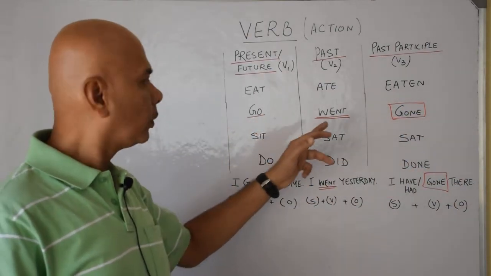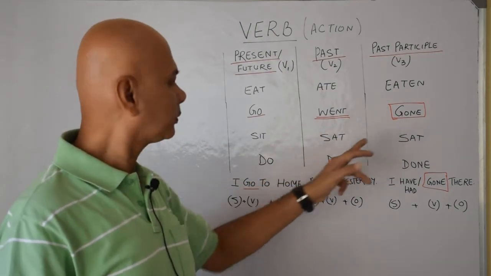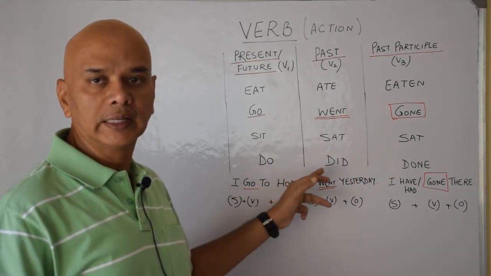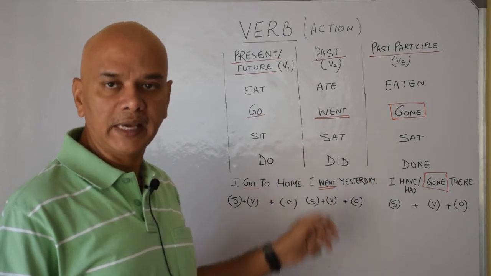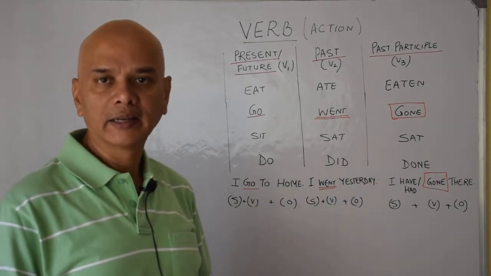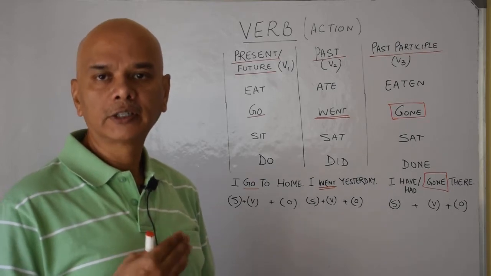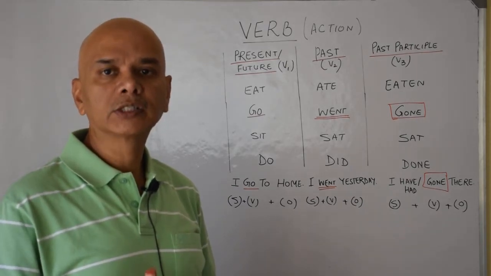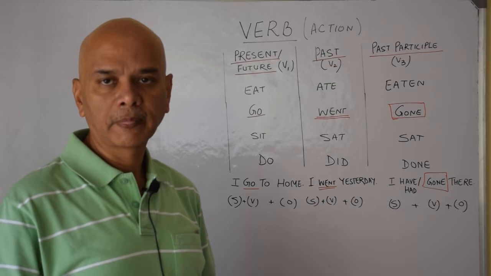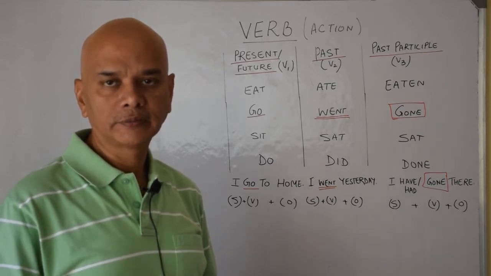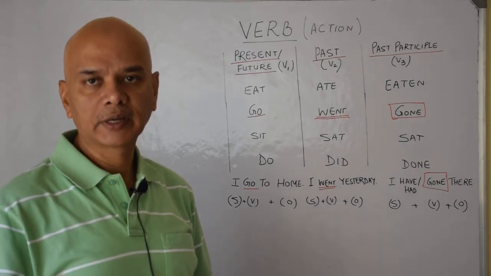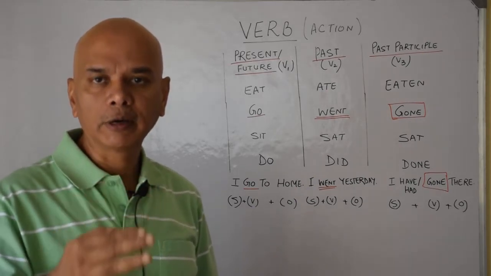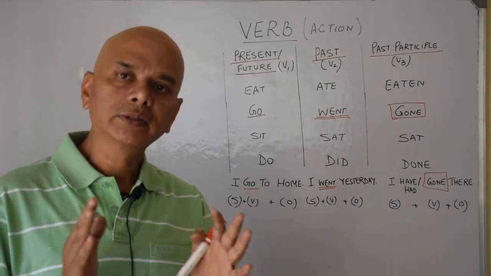Go, went, gone. Sit, sat, sat. Do, did, done. Speak, spoke, spoken. Talk, talked, talked. See, saw, seen. Stand, stood, stood. Teach, taught, taught. Sleep, slept, slept. All these words that I have told you are nothing but verb. They are action. And it all depends on the time.